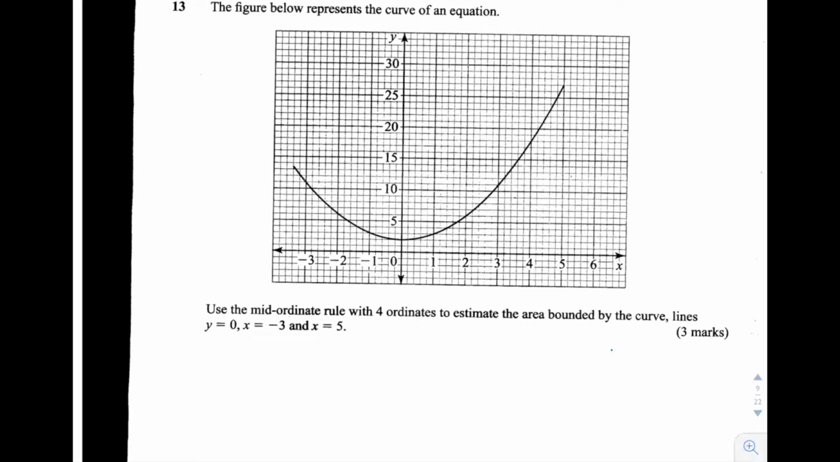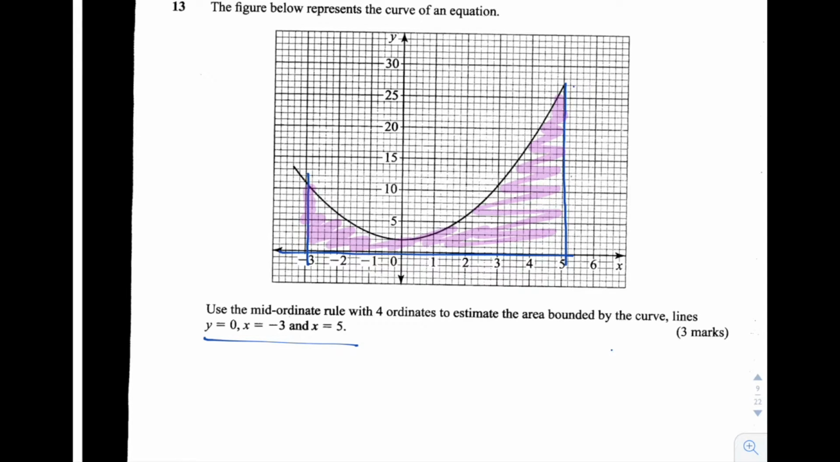The first thing I would do is mark on these lines so that I have an idea of the shape that we're finding the area for. So x is equal to -3 is this line here. x is equal to 5 is this line here. And y equals 0 is basically the x-axis. So the shape that we're finding the area for is this shape here that I'm highlighting in purple.